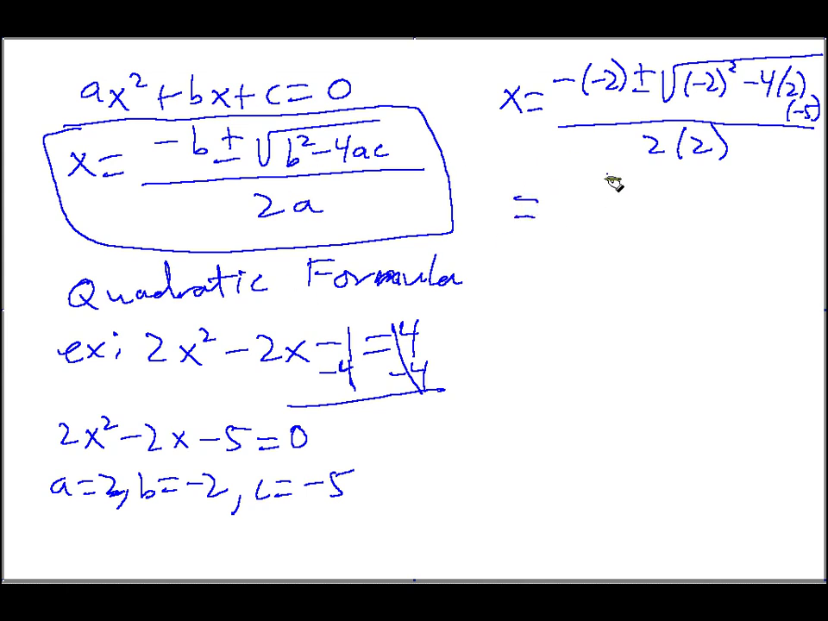But you work it out very carefully. It's easy to make a mistake when you work it out. For example, what is the opposite of negative 2? That's positive 2 plus or minus the square root of, what is negative 2 squared? That's positive 4, all right?